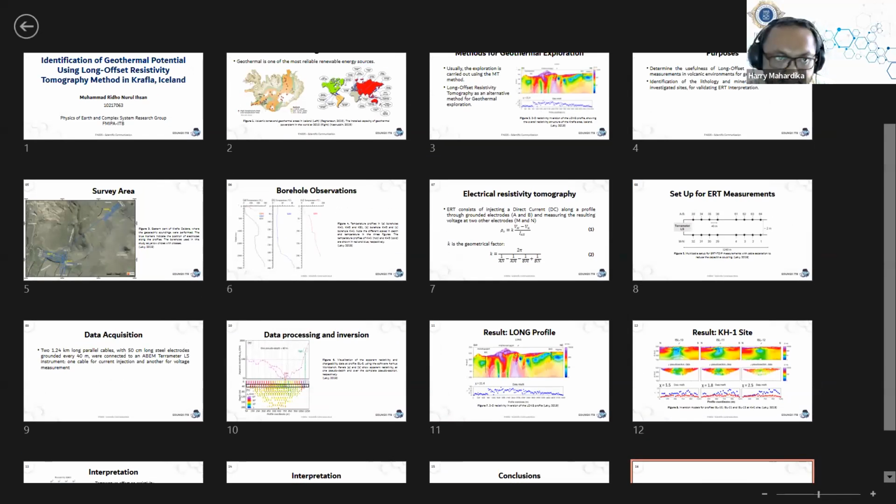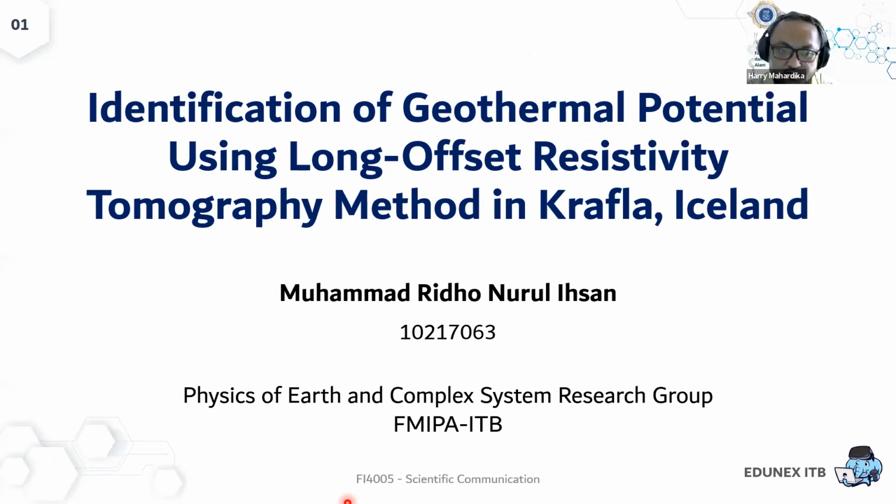Question from the audience for Rido. Do we have a question for Rido? Okay, in this long offset ERT, it is mentioned that the configuration is a Wenner configuration, if I'm not mistaken. Yes, it's the Wenner configuration. Okay, so do the authors give any consideration why they chose Wenner, because most long offset ERT is usually done with dipole configuration? Do they tell us any reasoning why they chose Wenner?